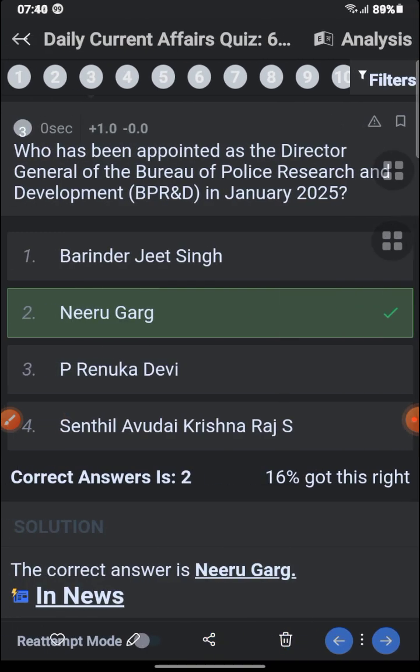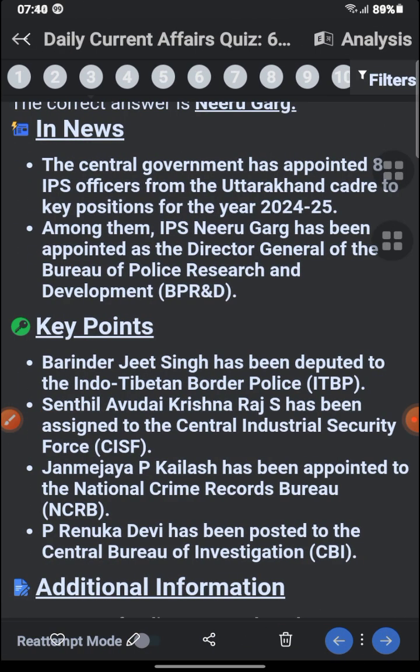Now, who has been appointed as the Director General of the Bureau of Police Research and Development? That is Neeru Garg. Okay, so the central government has appointed 8 IPS officers of the Uttarakhand cadre. Among them, IPS Neeru Garg has been appointed Director General of the Bureau of Police Research and Development, and Barinder Singh has been deputed to the Indo-Tibetan Border Police Force, and Senthil Avudai Krishna Raj has been assigned to the Central Industrial Security Force.